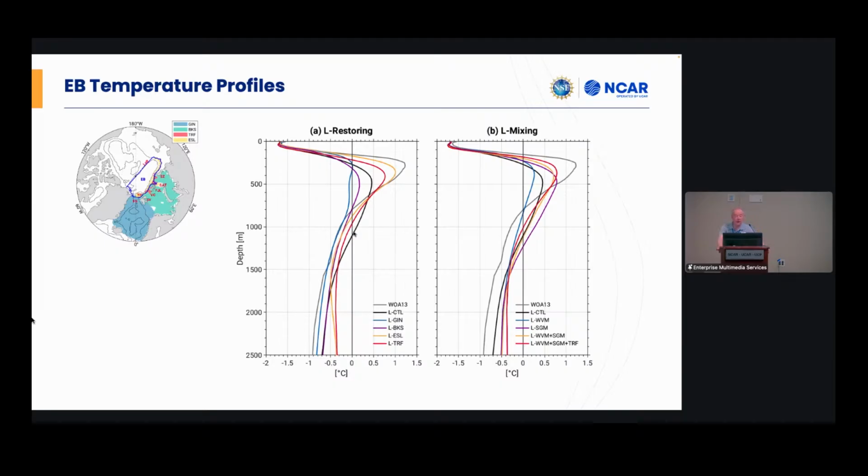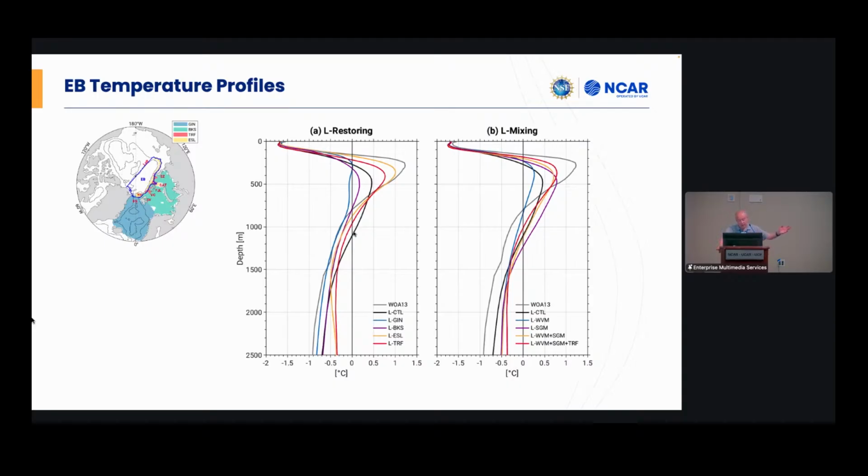The mixing experiments are shown on the right side. Again, the gray and the black lines are observational based and the control case respectively. In this case, reducing vertical mixing background actually degrades the solution quite significantly. And reducing the GM coefficient, we are using the area scaling to reduce it, then that produces the purple line. Actually, it pushes the maximum in the right direction, but it's still too deep, the core depth, and we still get the cold bias.